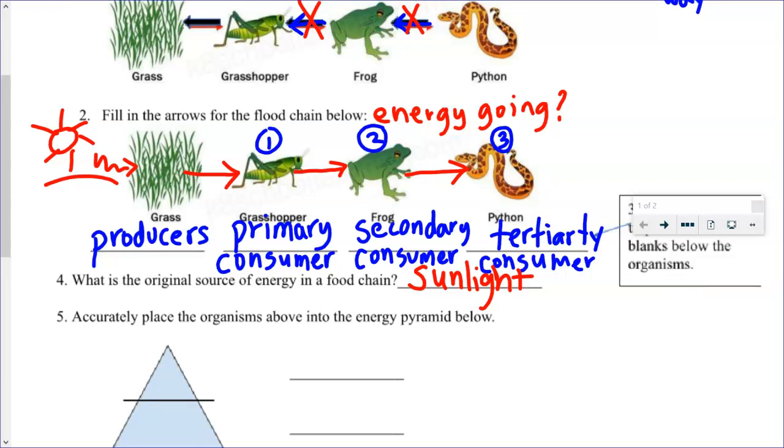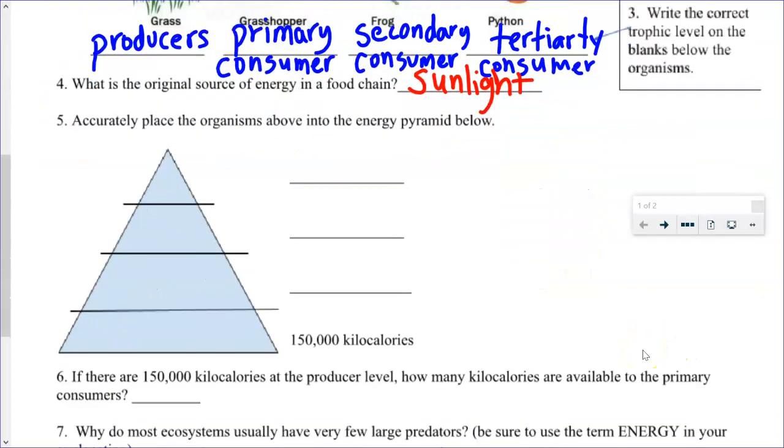All right, our next task, number 5, says accurately place the organisms above into the energy pyramid below. So when they're talking about the organisms above, they're looking at the food chain that we used just a second ago, the grass, the grasshopper, the frog, and the python. An energy pyramid is a representation of how much energy is available to each level of the food chain. So I'm going to start with grass at the bottom. Okay, because they're the ones that can get energy directly from the sun. They have the most energy available to them, right?